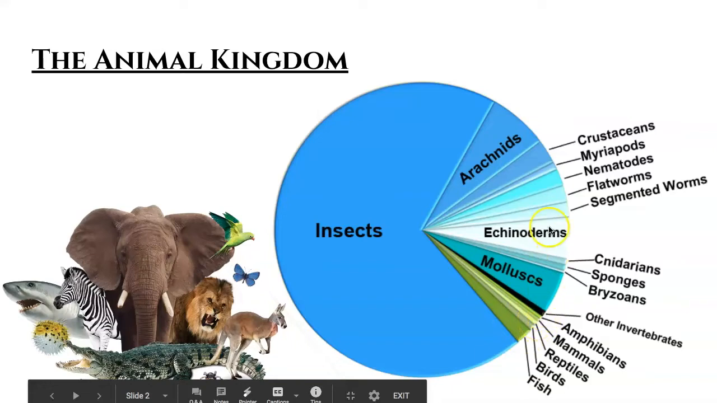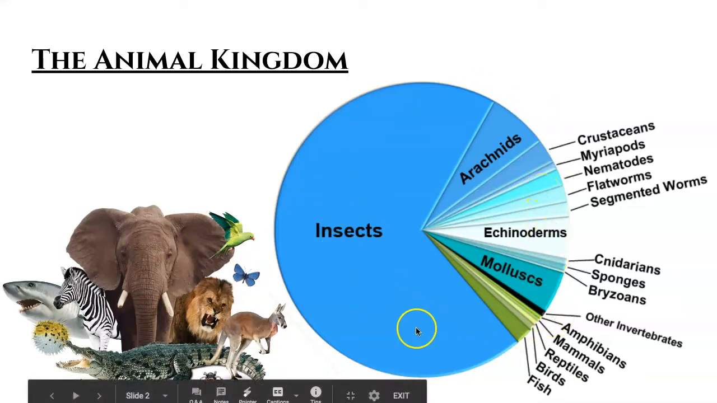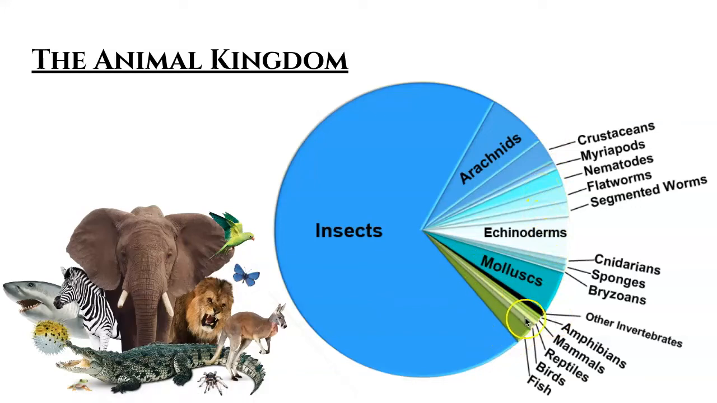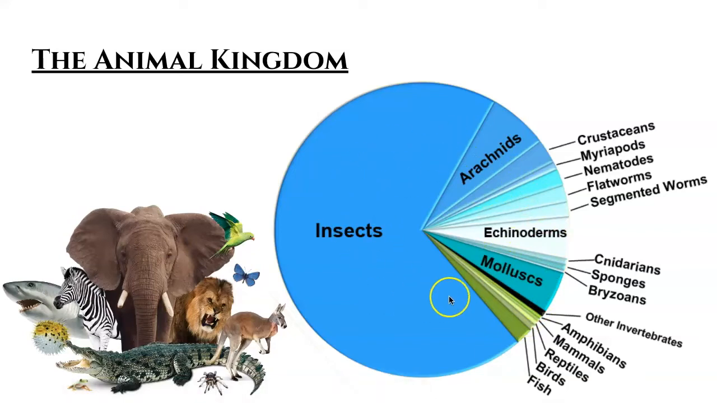Now compare that to the rest of our chart here. If this was like a pizza and you were given this tiny slice, you would say you were not given a lot, and you would be correct. And here's the other thing about this, guys. This 95% here, that's all invertebrates. This 95% is what's going to be covered in this entire chapter.